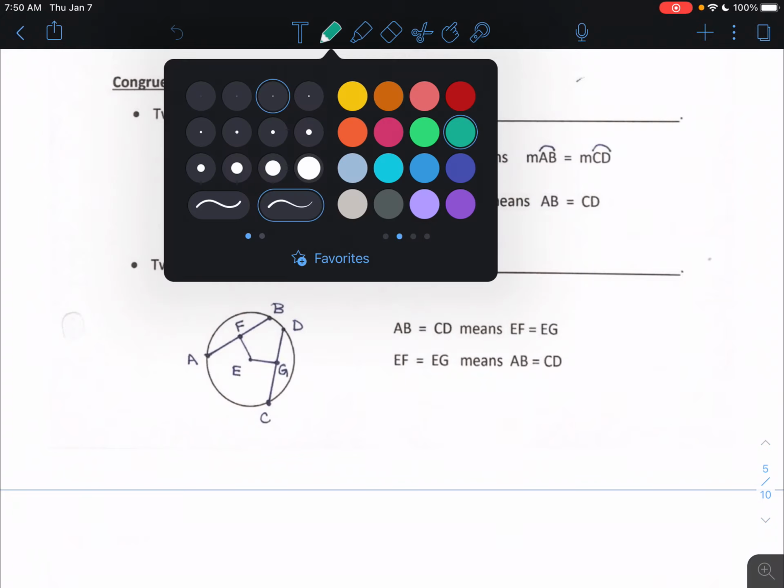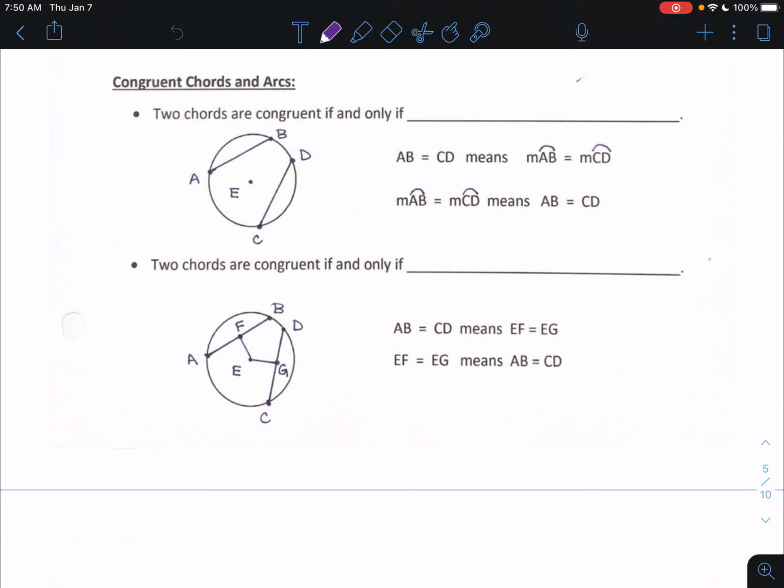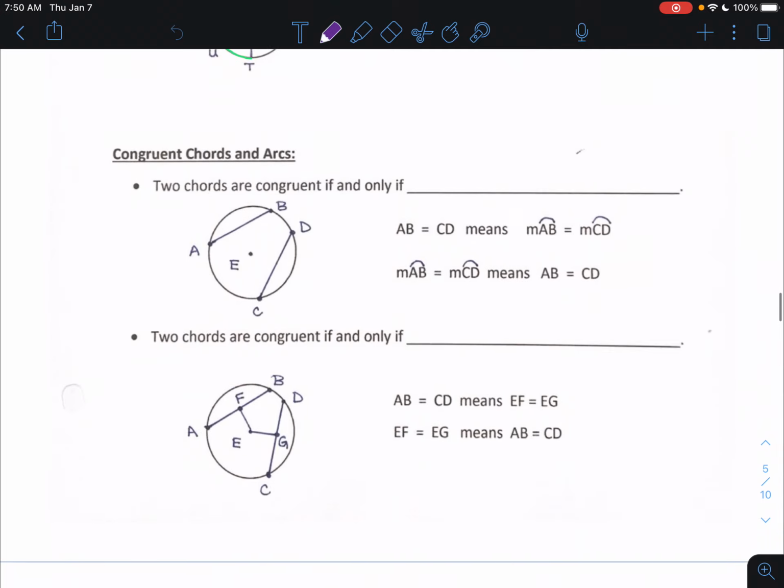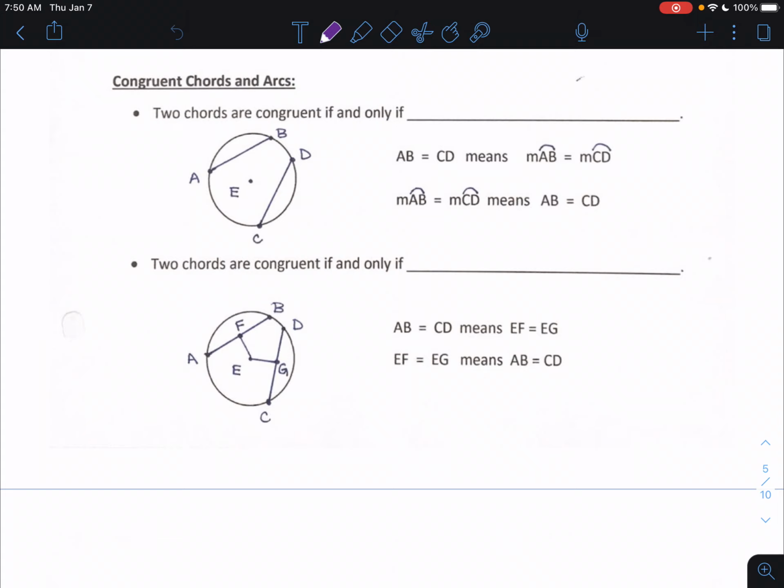Good morning, geometry. Today we're going to do the next page and a half of the week 18 notes. By the end of today's video notes, we will be done through page 6. Yesterday we did about halfway through the 5th page, and we stopped at congruent chords and arcs. So that's where we're starting today: chords and arcs, congruent chords and arcs.